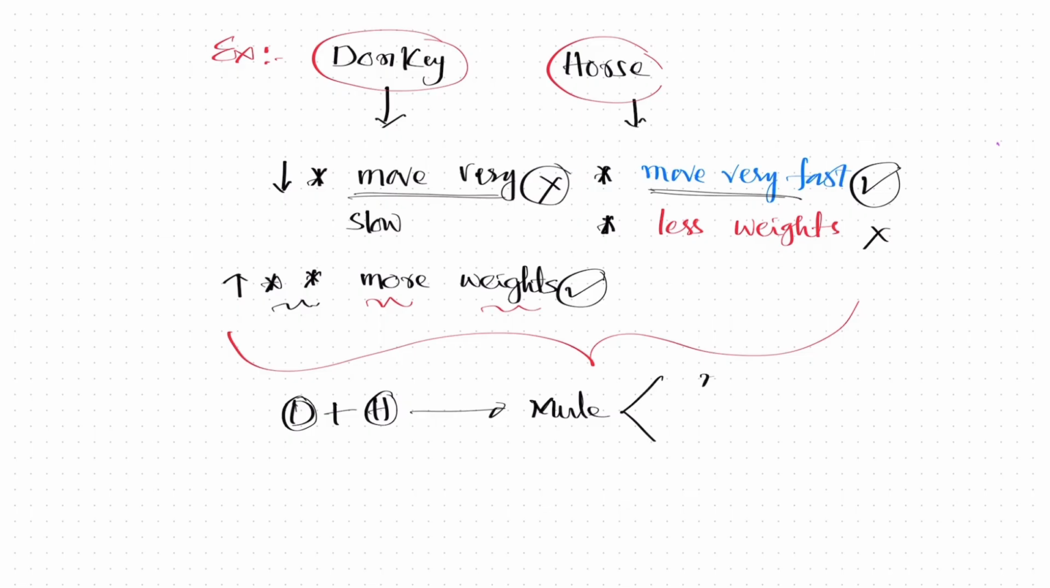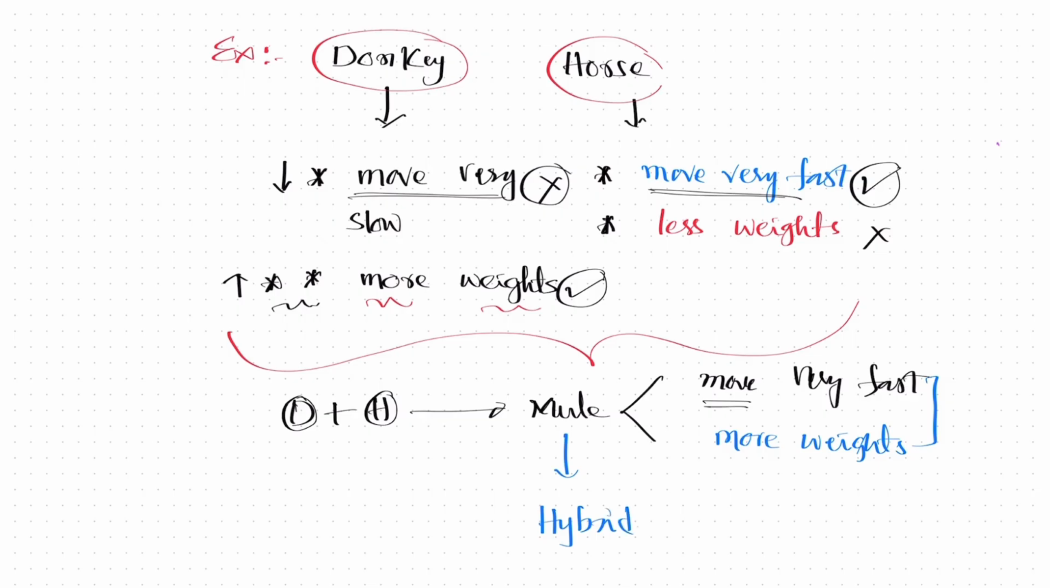That means it can move very fast like a horse. And one more thing, it can bear more weight. You can see both characters are there, that is, donkey and horse. So this is called a hybrid of donkey and horse. This is the meaning of hybridization.